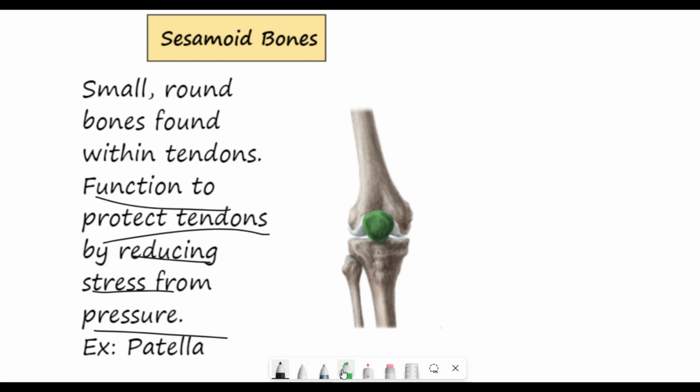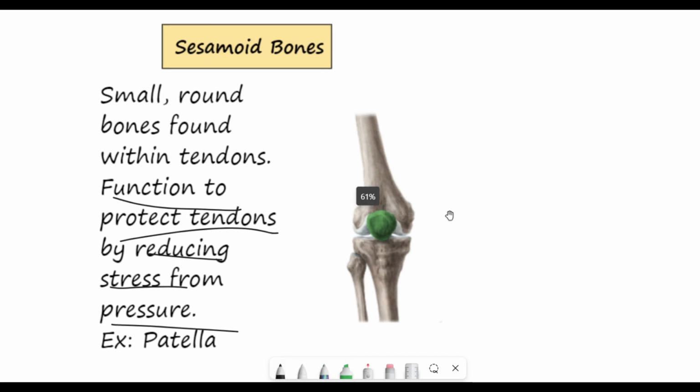Your patella is, at least from what I found, the most headline sesamoid bone, very important, and probably the most well-known one.